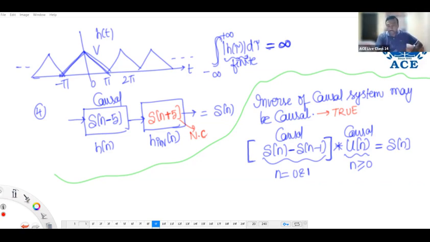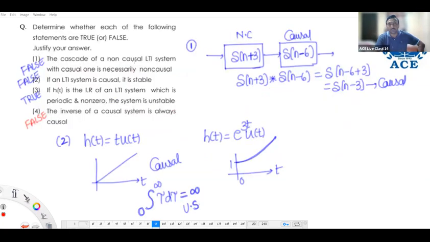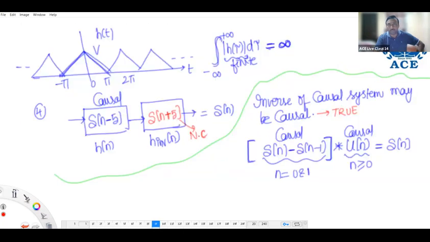The inverse of a causal system may be causal is true, sir, because there is a chance. Always causal is false. So to answer this question, we must be careful with the words. Because what words are used here? Necessarily, may be, must be, like that. It is not only knowing the conditions. You must understand the English language properly. That is the reason the English subject is also there in the GATE syllabus.